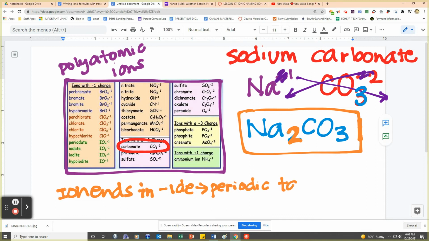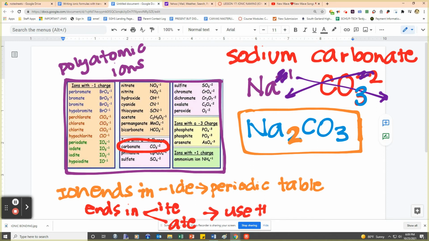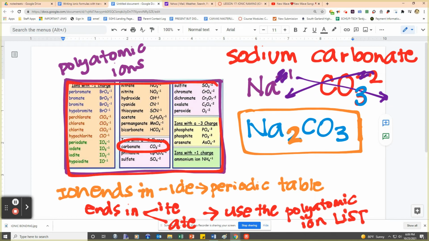For example, chloride. So you have to look for the symbol for that in the periodic table. But if the ion ends in either ITE or ATE, you use the polyatomic ion list. Which list is that? It's this list again.